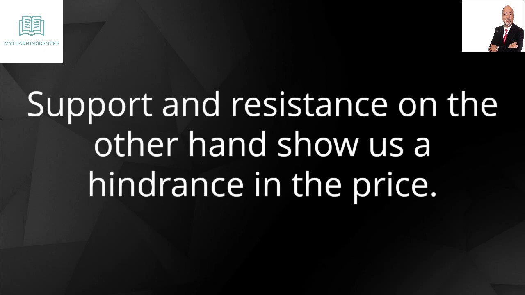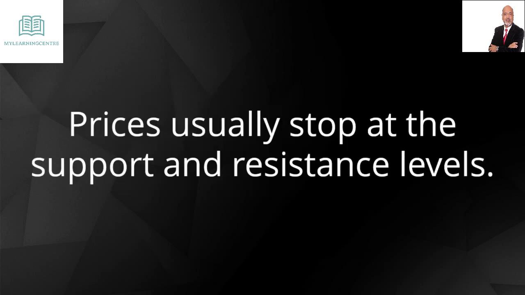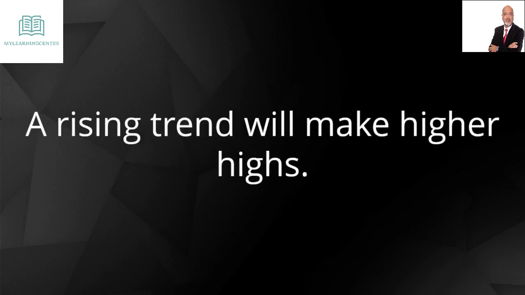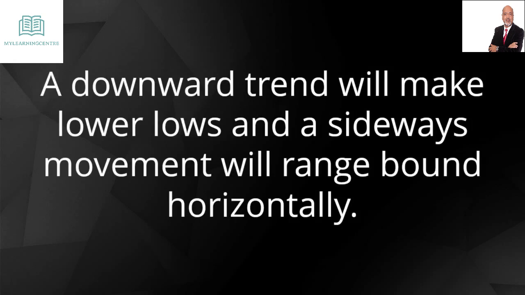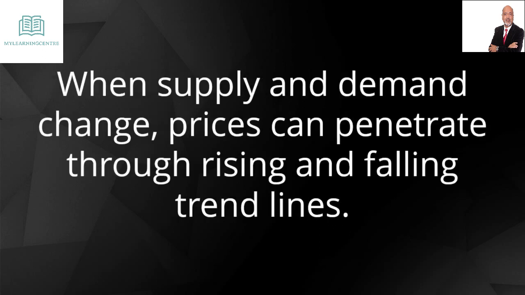Support and resistance, on the other hand, show us a hindrance in the price. Prices usually stop at the support and resistance levels. A rising trend will make higher highs, a downward trend will make lower lows, and a sideways movement will range bound horizontally. When supply and demand change, prices can penetrate through rising and falling trend lines.